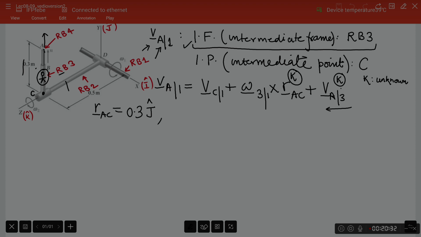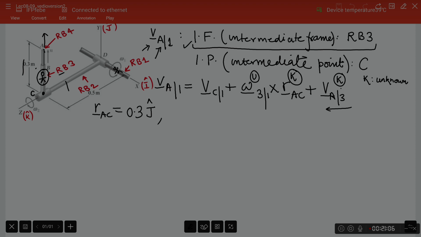Next we move to omega 31. Is omega 31 a known quantity? Omega 31 is the angular velocity of RB3 as seen by an observer who is tied to frame 1. If you go back to the previous slide, you will realize that omega 31 is not given information. So it is an unknown quantity right now. I will have to do some extra formulation to get this.